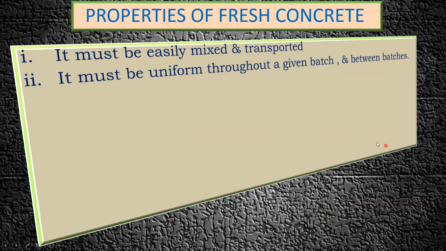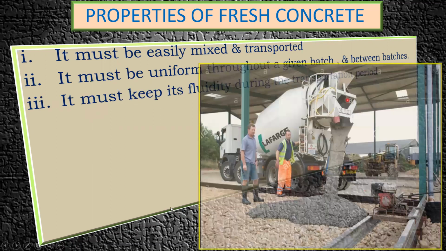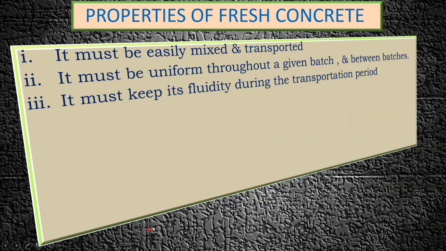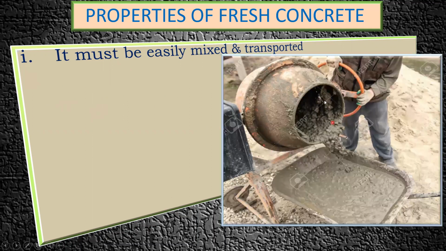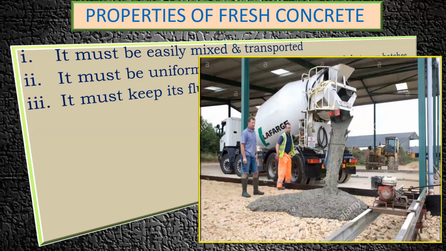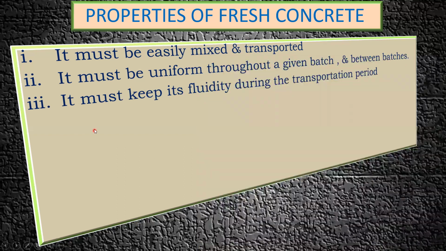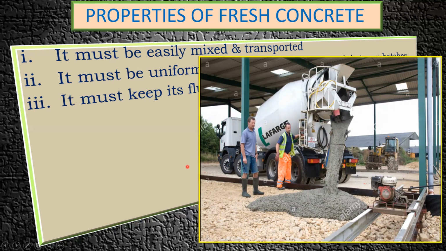Now coming to the third point, it must keep its fluidity during the transportation period. That means, whenever we prepare the concrete, let us say this is the concrete I prepared now. Once I prepare it from here, till I bring it to the site, or to the place where the concreting has to happen, what is written here? It must keep its fluidity. That means it should have that fluidity during the transportation period. Whatever concrete I prepared, the same concrete has to reach the site. So it should be fluid in nature. It cannot set here. So these are the properties of the fresh concrete.